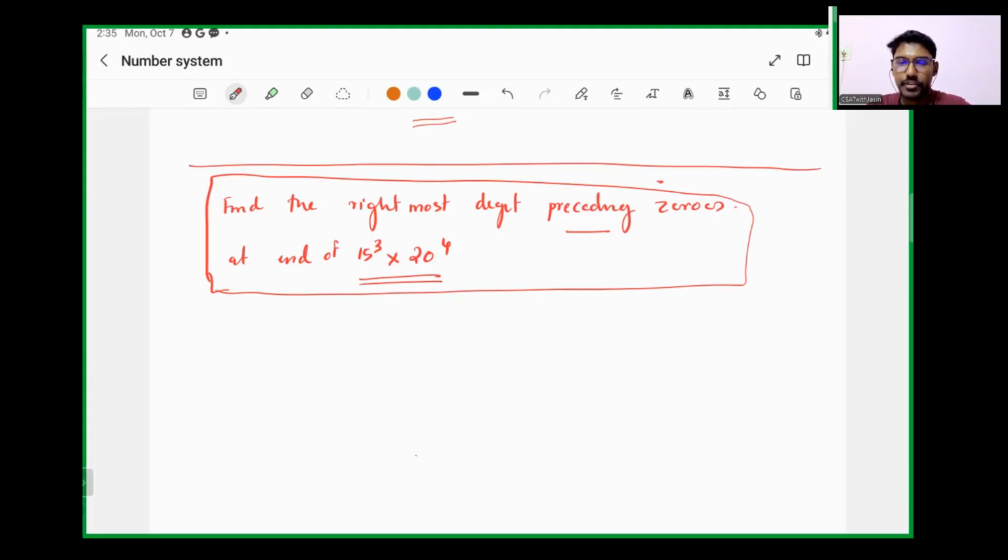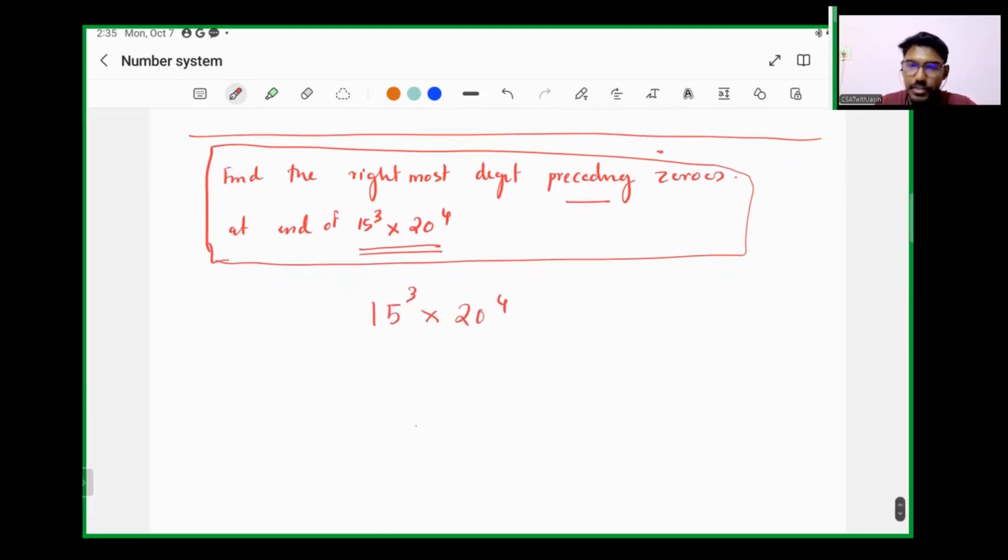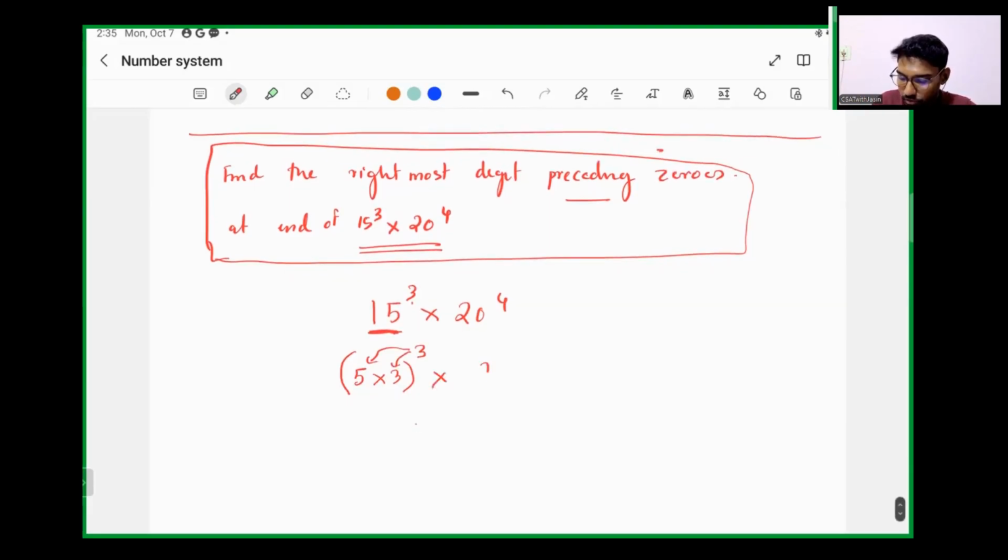How can you do this one? 15 cube into 20 raised to 4. So what you need to do here is, we need to find out the rightmost digit preceding zeros. So you need to find out all those numbers. So now I am splitting. Okay, first you split. 15 is actually 5 into 3. So 5 into 3 whole raised to 3. There were 3 15s here, so there are 3 5s and 3 3s here. Now into 20 raised to 4, you can write it as 2 into 10 whole raised to 4. So 20 is 2 into 10. So there are 4 2s here and 4 10s here.